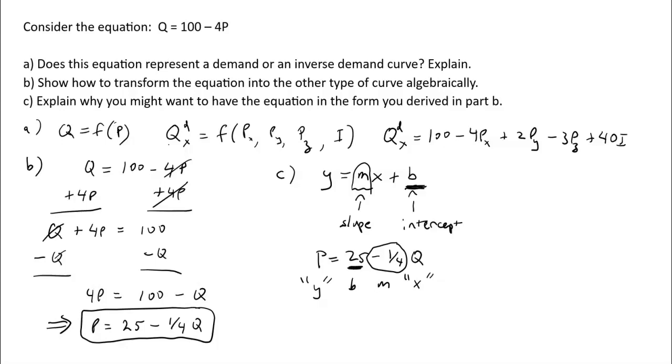And that makes the equation with p on the left-hand side very easy to graph in the way demand curves are graphed with price versus quantity. This is also known as a Marshallian demand curve when it's graphed in this form. The inverse demand curve has an intercept of 25 and a slope of negative 1/4. And so we can just draw a downward sloping line representing our demand curve. And that's why you would want to have the inverse demand curve, because it's easy to graph.